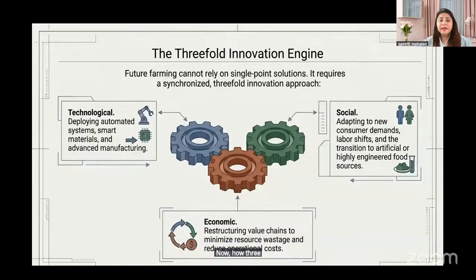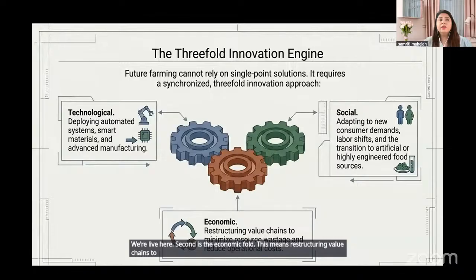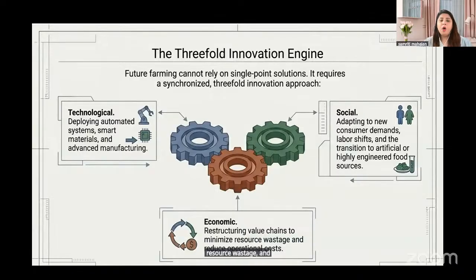Now, why threefold? Because it is a combination of technological, economic, and social. Technological means deploying automated systems, smart materials, and advanced manufacturing at scale, and the tools on the next several slides will be live here. Second is the economic fold. This means restructuring value chains to minimize resource wastage and reduce operational costs. Technology without economic redesign fails to scale. So it needs to be economical.